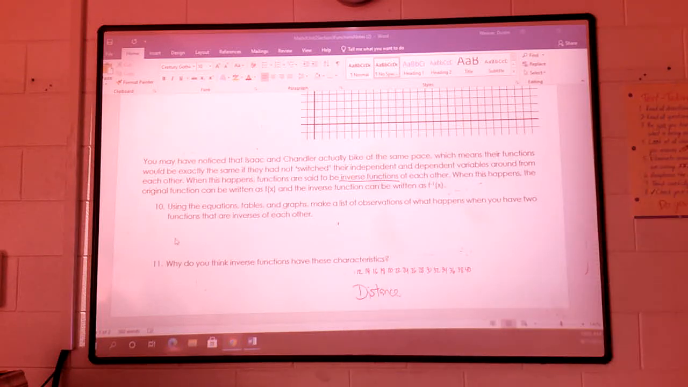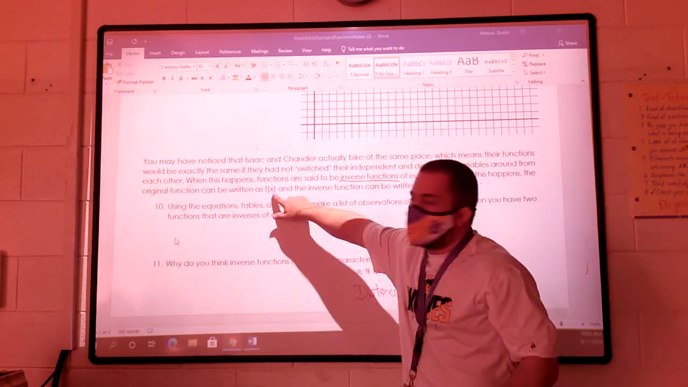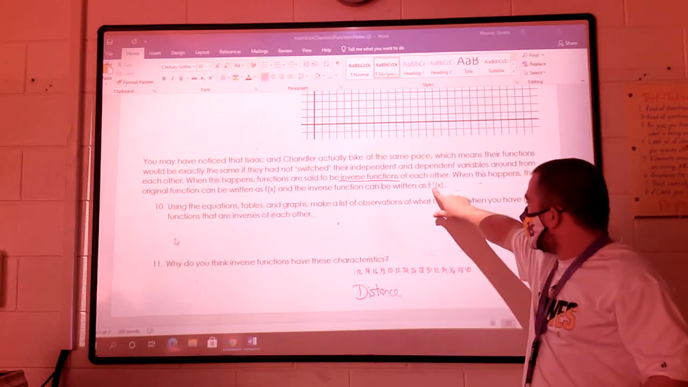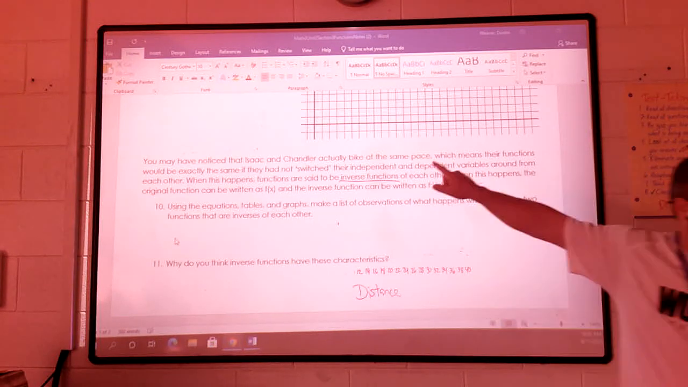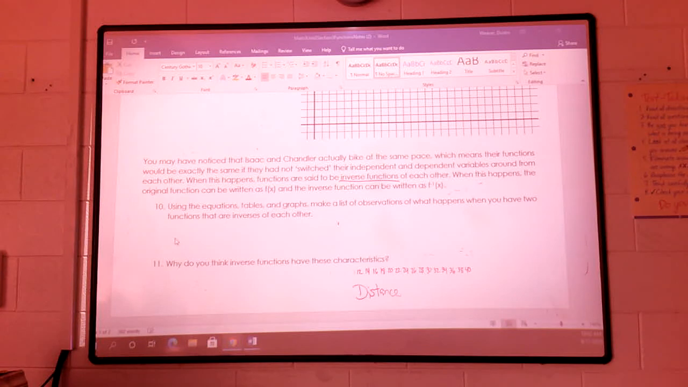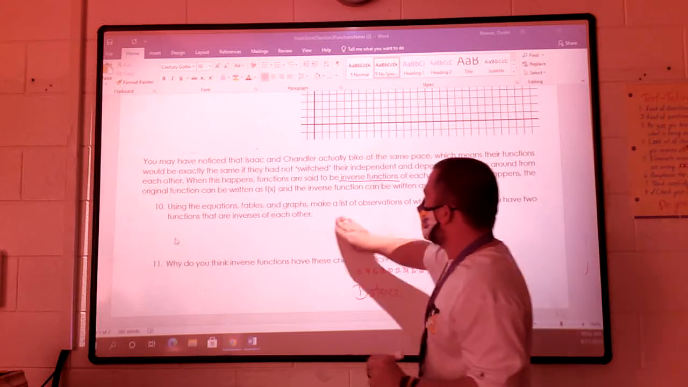Okay? When this happens, the original function is written as f of x, that's y equals, and the new function is written with that little -1. If you see that little -1 sign, that means it's the inverse. Okay? So, using the equations, tables, and graphs, make a list of observations of what happens when you have two functions that are inverses of each other.